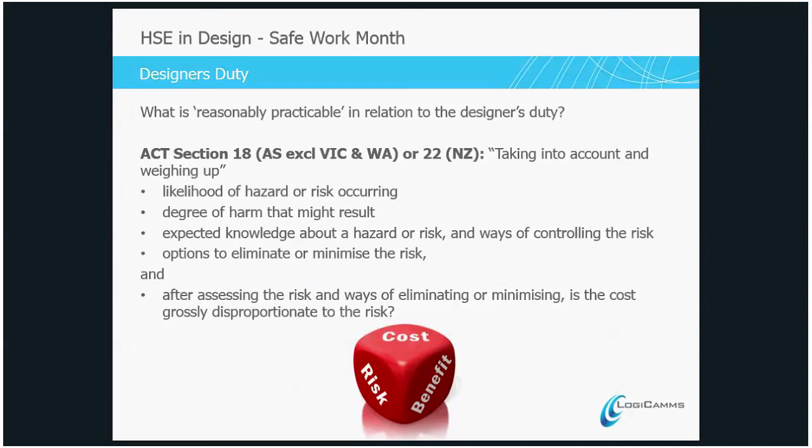So from a risk perspective, these are the things that we need to consider from a hazard or risk point of view: the likelihood of a hazard or a risk occurring, the degree of harm that may result, the expected knowledge about the hazard or risk and ways of controlling the risk, and options to eliminate and minimise the risk. Once you've looked at all those aspects from a design perspective, you can then consider, after assessing the risk and the ways of eliminating or minimising it, is the cost grossly disproportionate to the risk.